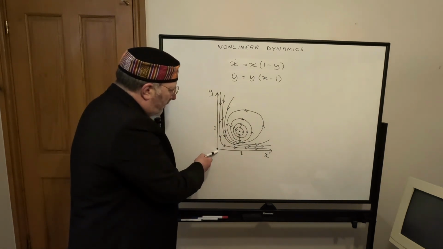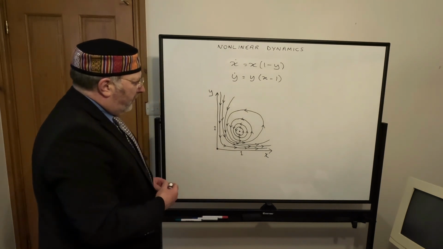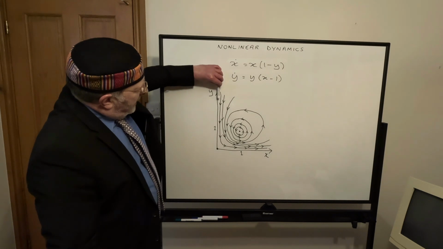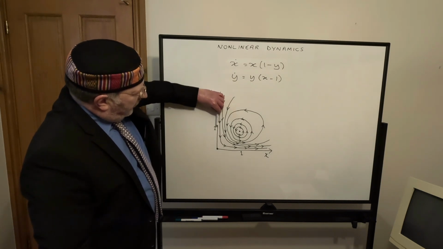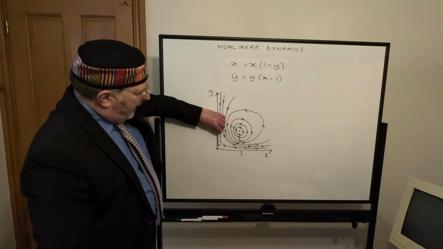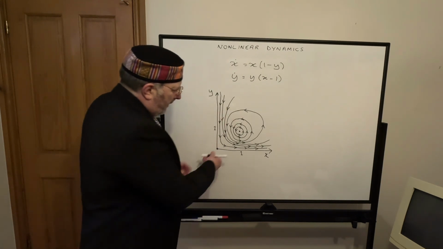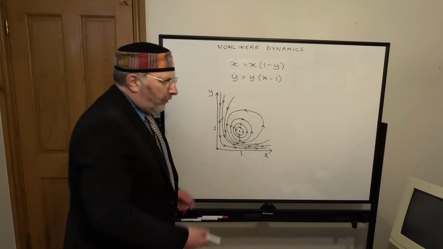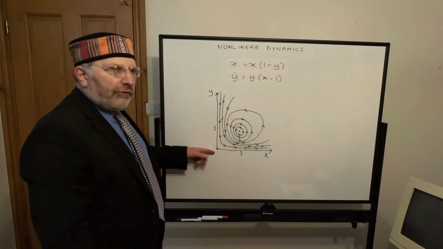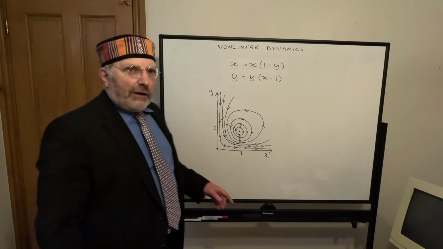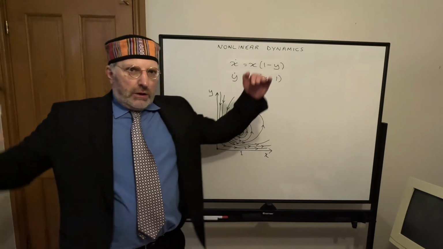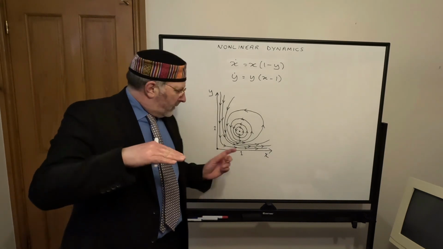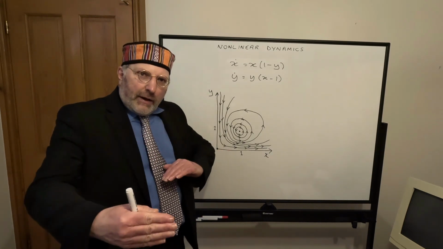And then what about the fixed point at 0, 0? Well, if we look here, we can see that the system is moving towards that fixed point from one direction, and it's moving away from it in the other direction. So this is again a saddle point. So it's like a saddle where from one direction it's moving towards this point, and in the other direction it's sliding away from it.